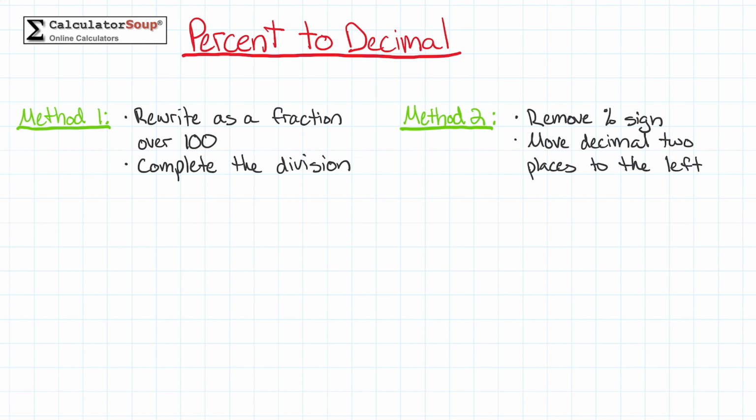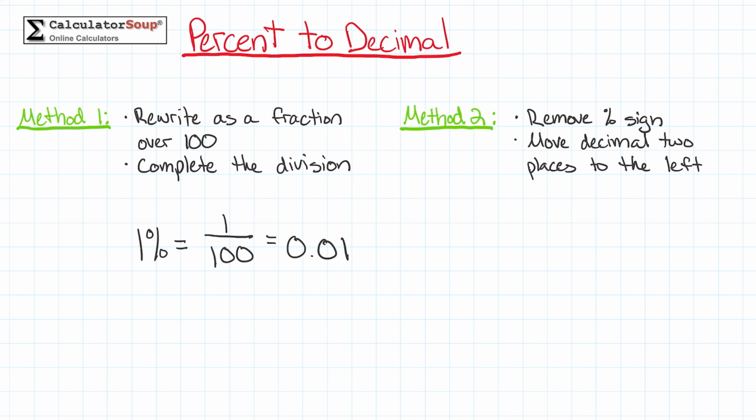Let's do some examples. We will follow these steps to change a percentage to a decimal, both by using division and our shortcut methods. For our first example, let's convert 1% to a decimal. First, we will rewrite this percent as a fraction over 100. So 1% becomes 1 over 100. Next, complete the division, 1 divided by 100, to get 0.01 as our answer.